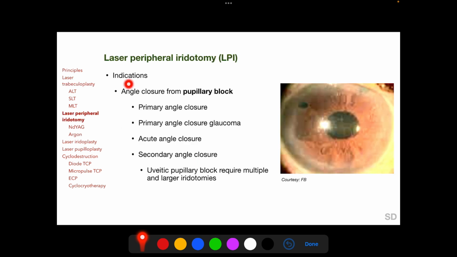The primary indication of laser peripheral iridotomy or LPI is angle closure from pupillary block, and this is very important to remember. And pupillary block angle closures in which LPI is beneficial include primary angle closure, primary angle closure glaucoma, acute angle closure, and secondary pupillary block angle closure glaucomas. Secondary pupillary block angle closure from uveitis requires multiple and larger iridotomies because iridotomies in these eyes tend to close. This photograph shows LPI done in an eye with an acute angle closure attack.